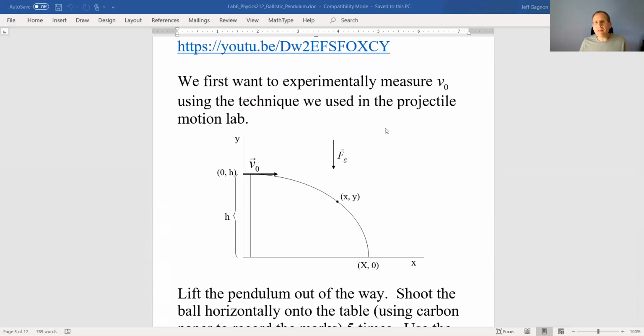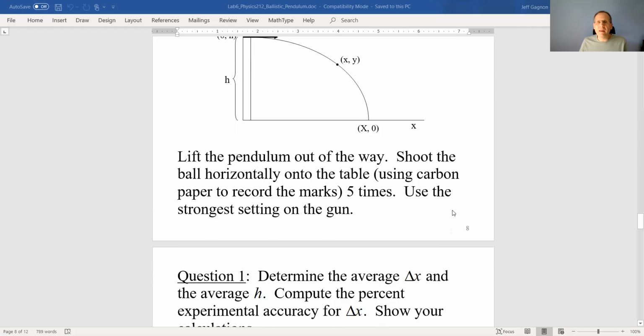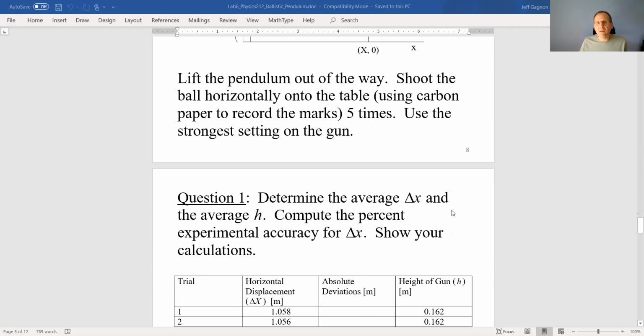Well, how do we do this? This is done exactly the same way we did this in the projectile motion lab, where we launched the ball horizontally. It landed, in this case, on a piece of white paper with carbon paper on top, so it leaves a mark. If I measure the displacement, right, and I measure the height of the gun, then that gives me enough information to figure out the velocity, right, the launch velocity.